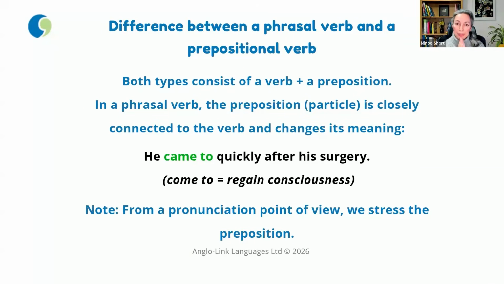For example, in the sentence, "He came to quickly after his surgery," the preposition "to" has completely changed the idea of the verb come. Come to means regain consciousness. A very important note: from a pronunciation point of view, when you have a phrasal verb, the stress is on the preposition. He came to quickly after his surgery. So that's a phrasal verb.